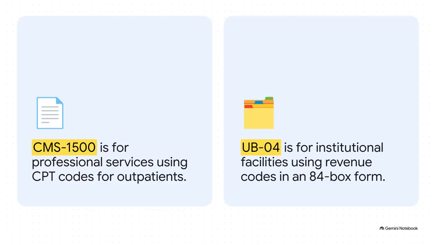So as a sort of mental filing cabinet, you need to permanently separate these two. The CMS 1500 is your go-to for professional outpatient services, using CPT codes for what the physician did. The UB-04, on the other hand, is for institutional facilities. It captures the massive cost of inpatient care using those 4-digit revenue codes mapped from the CDM, all within that highly structured 84-box format. Mixing up the intent of these two forms is a surefire way to derail the entire revenue cycle.